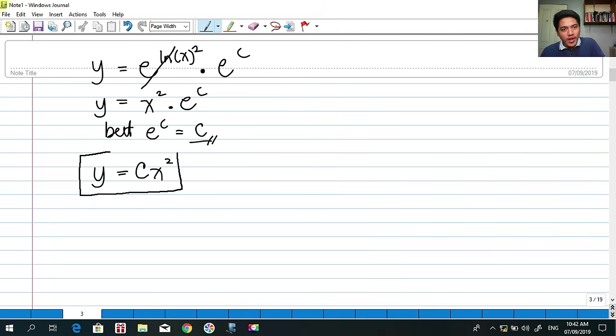So here we have already solved the variable separable DE, which contains an arbitrary constant C, but the constant C is not defined. Hence, this is a general solution of the variable separable DE. This would be our answer: y equals cx squared.